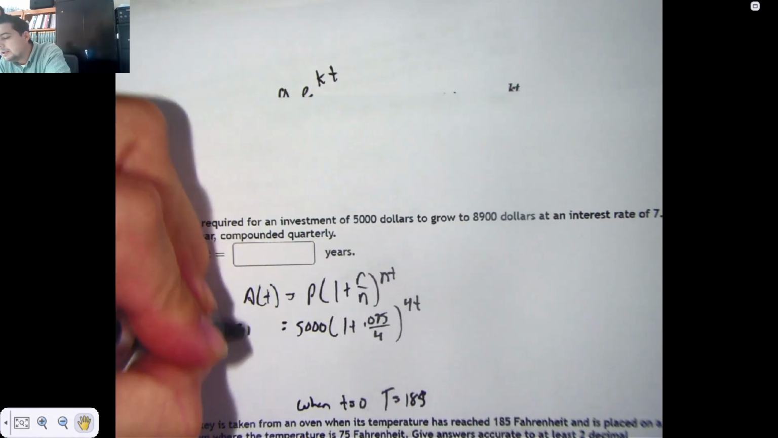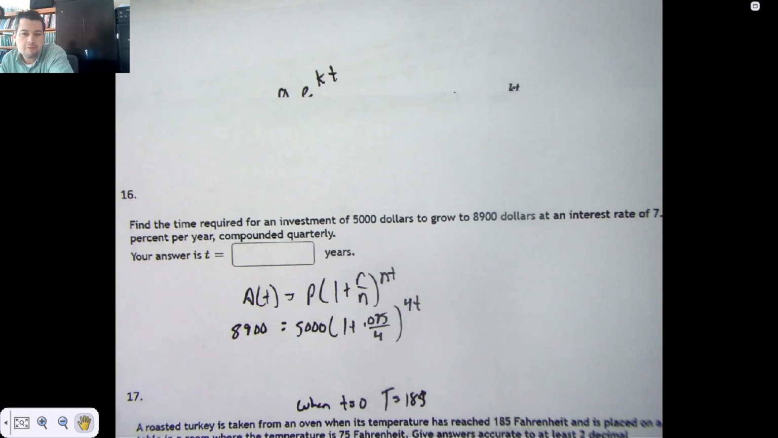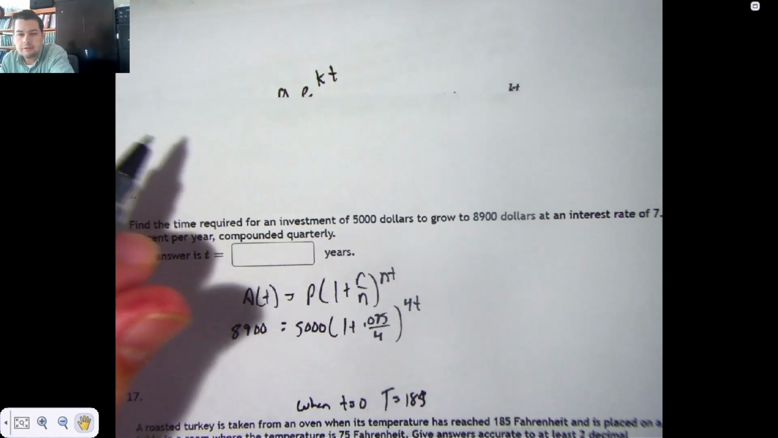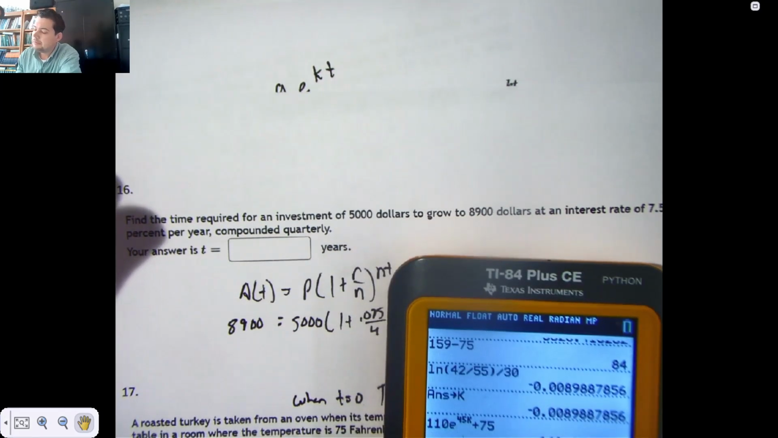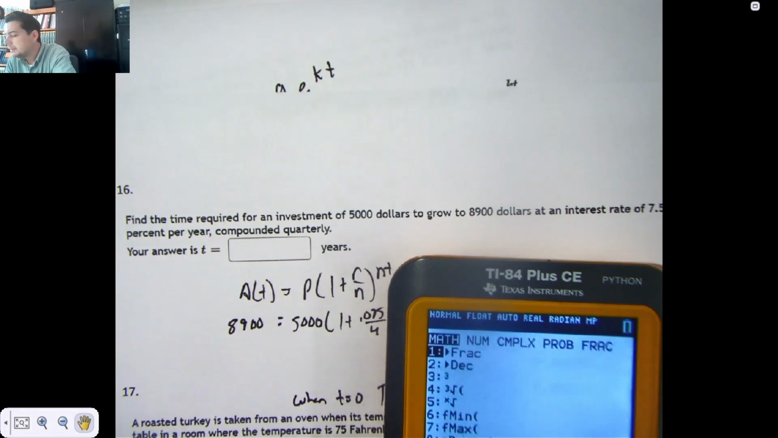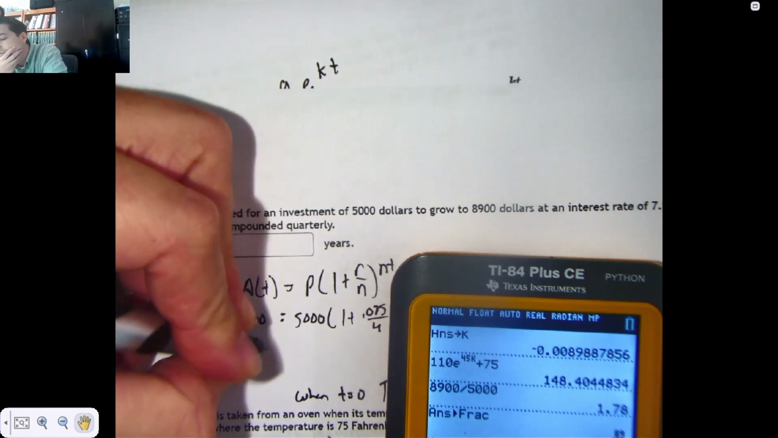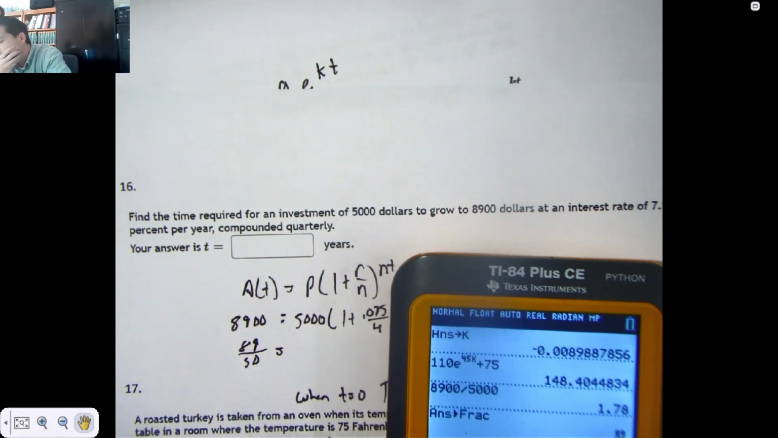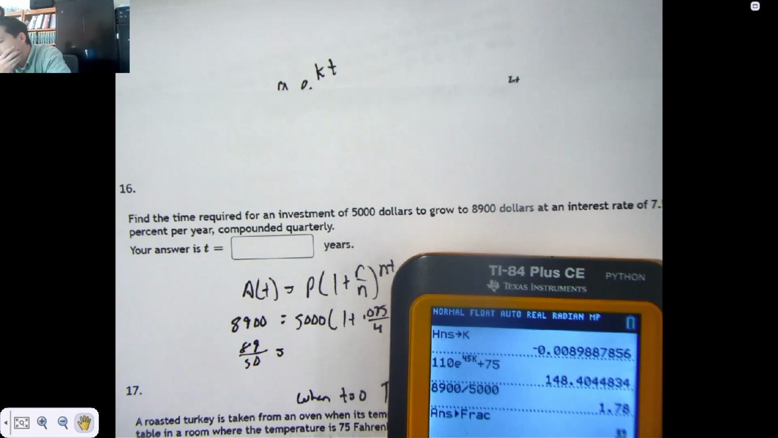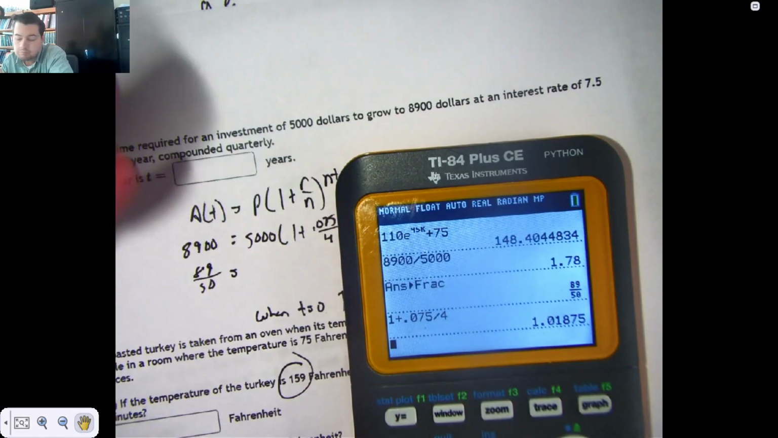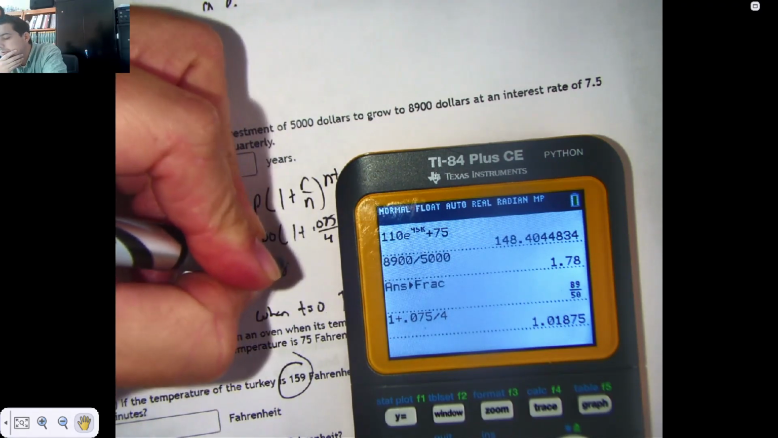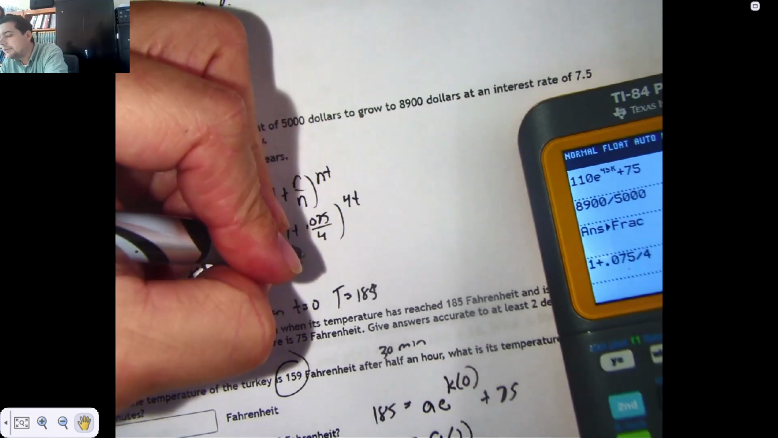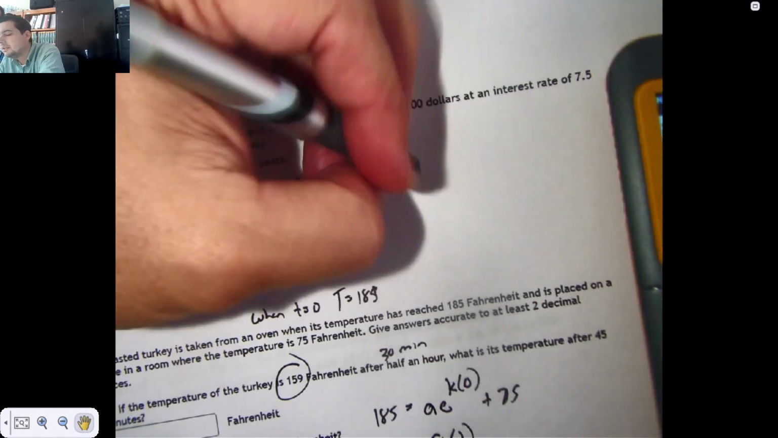We're going to grow to 8,900. So it's kind of ugly, but it's not a hard problem. Divide out your 5,000. 1.78, which is probably like 89 over 50. Yeah, it was. One plus 0.075 over 4 shouldn't be too bad of a decimal. It stops. It's only, what, 5 positions long? And hopefully you know the technique here. You just ln both sides.